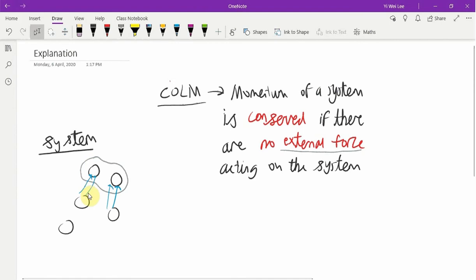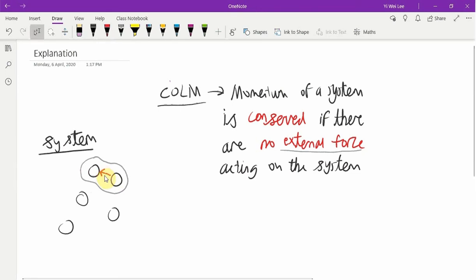Let's say, just a very quick example, we have this particle, and this particle is inside the system boundary. And if this particle exerts a force on this particle here, is this force considered an external force? No, it's not an external force, because although this force is imposed onto another particle inside the system, it actually originates from a particle inside the system. So this is an internal force, it's not considered an external force.